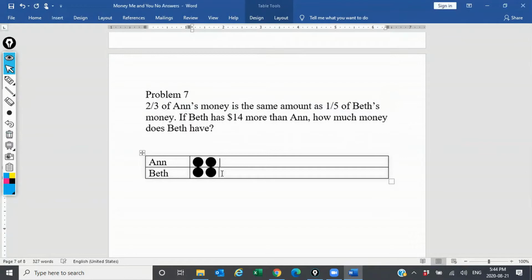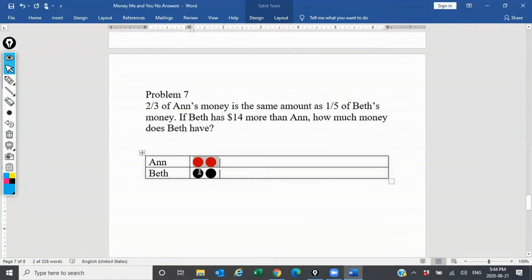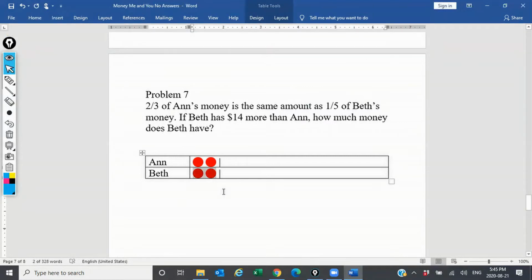Let's do a line to separate and make them a different color, just so we can see. I always go for red. Okay, so there's 2 red dots, and this is 2/3 of Anne's money, and 2 red dots here, and this is 1/5 of Beth's money. Because they're the same amount, we had to do 2 of each.